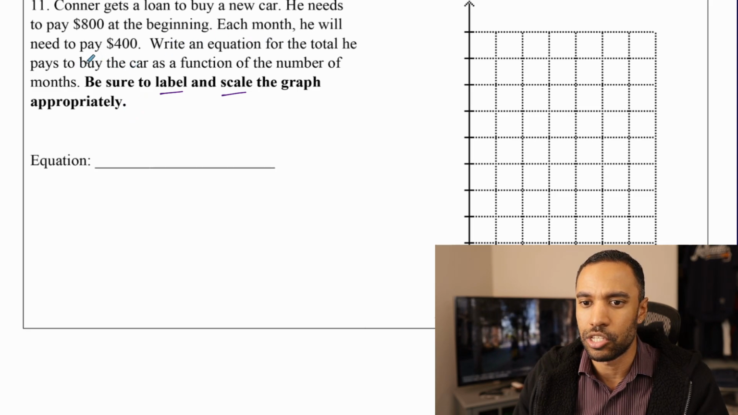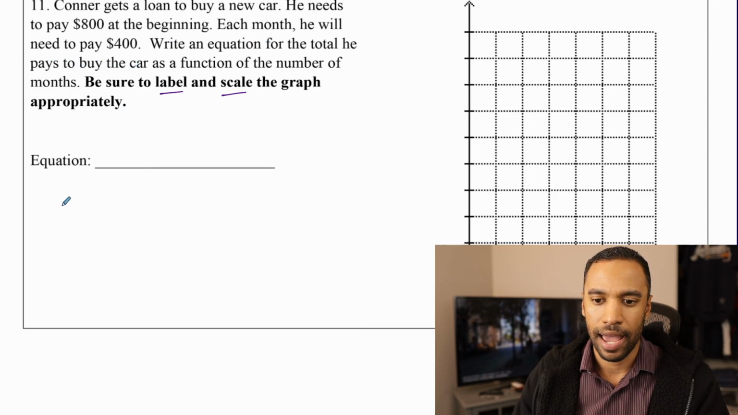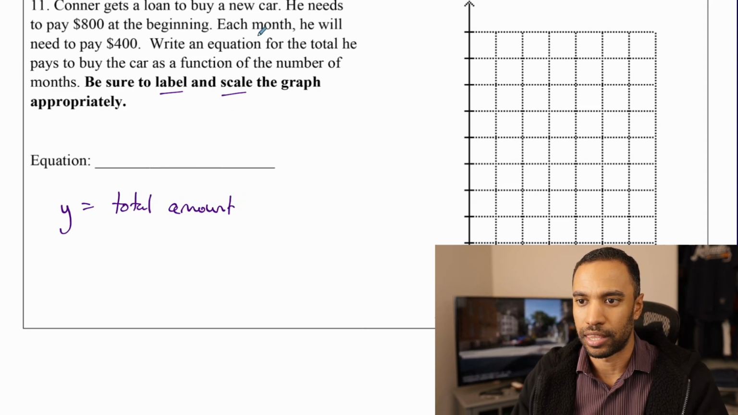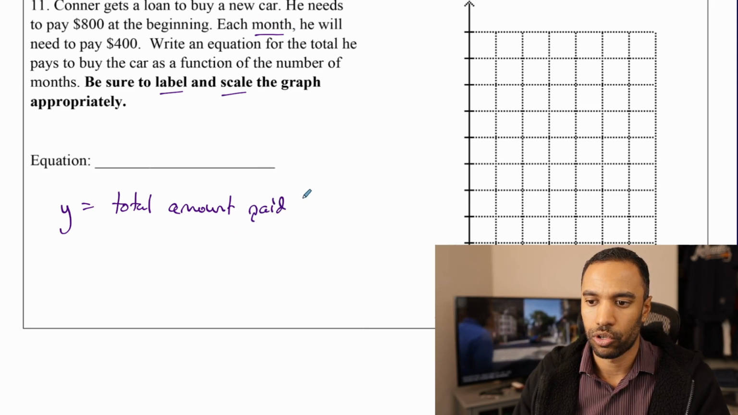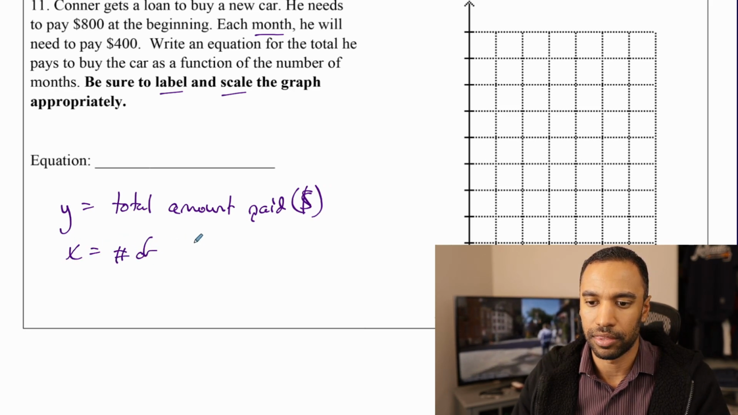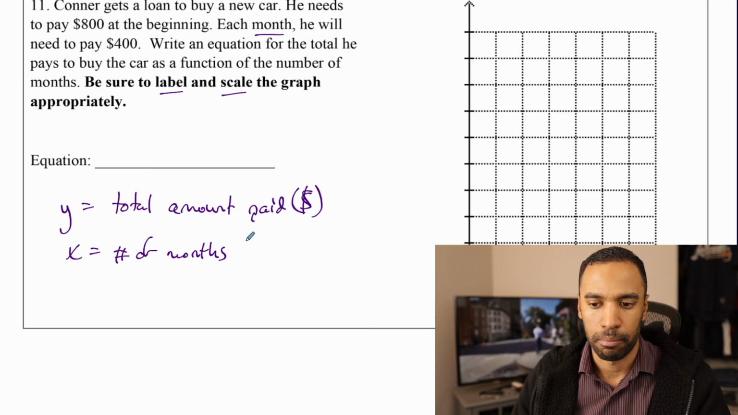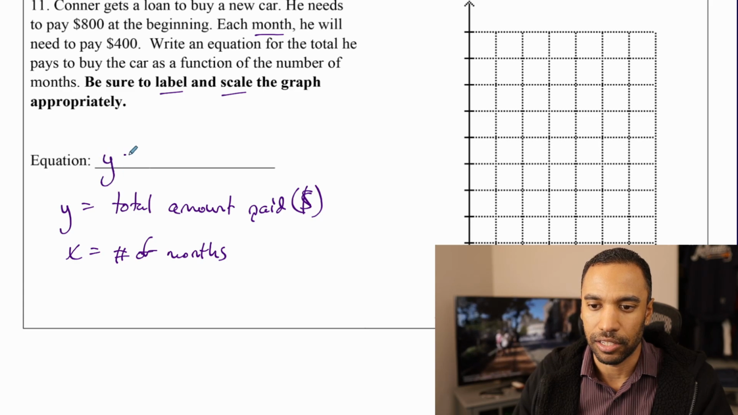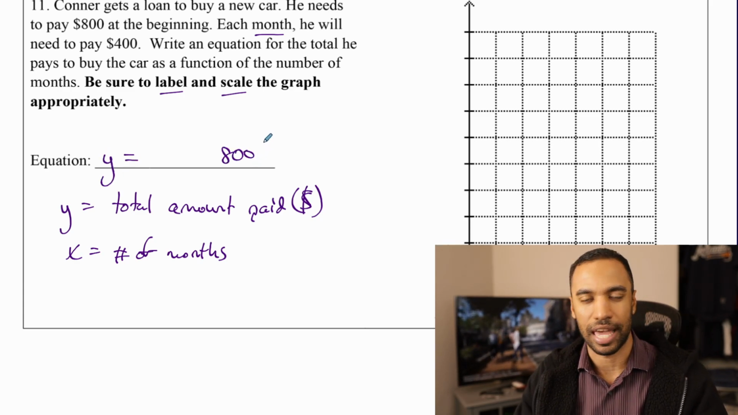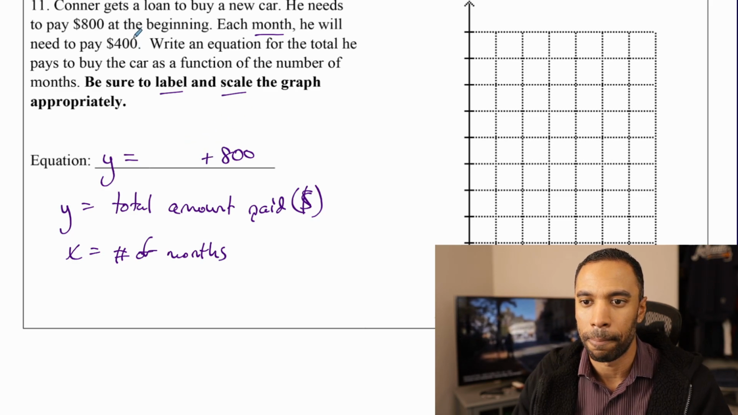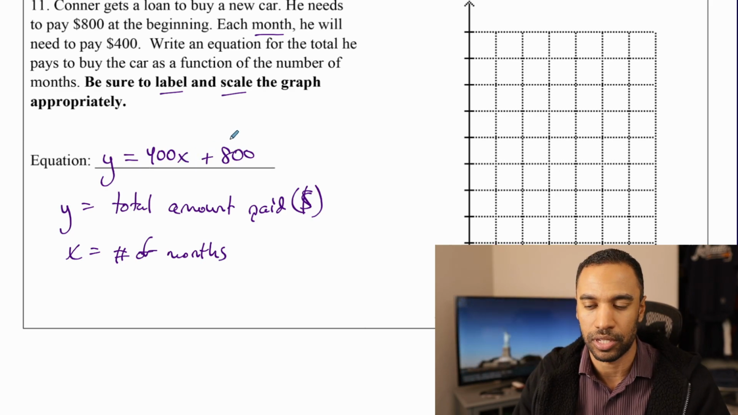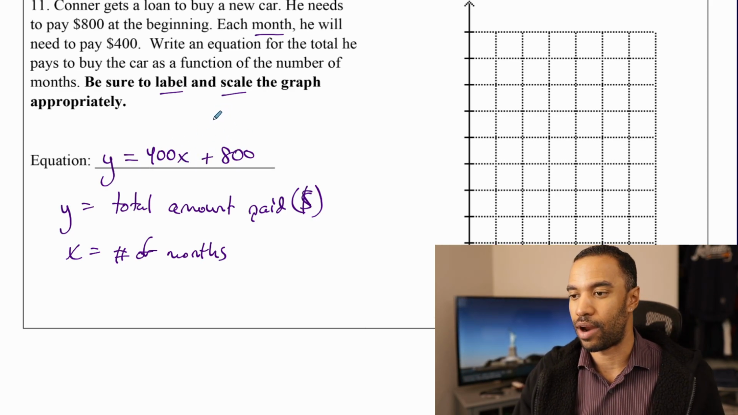What we're doing is everything he's going to pay to buy the car here. Y is going to represent total amount paid because X is going to represent the number of months here. Y is total amount paid in dollars, and X is going to represent number of months of paying right here. So it looks like you pay $800 at the beginning. So that's kind of like a y-intercept. The beginning is that front part. That's the plus 800 that you get. $400 each month is going to be this part right here. So 400x plus 800 will give you it. And we can make that graph as so.